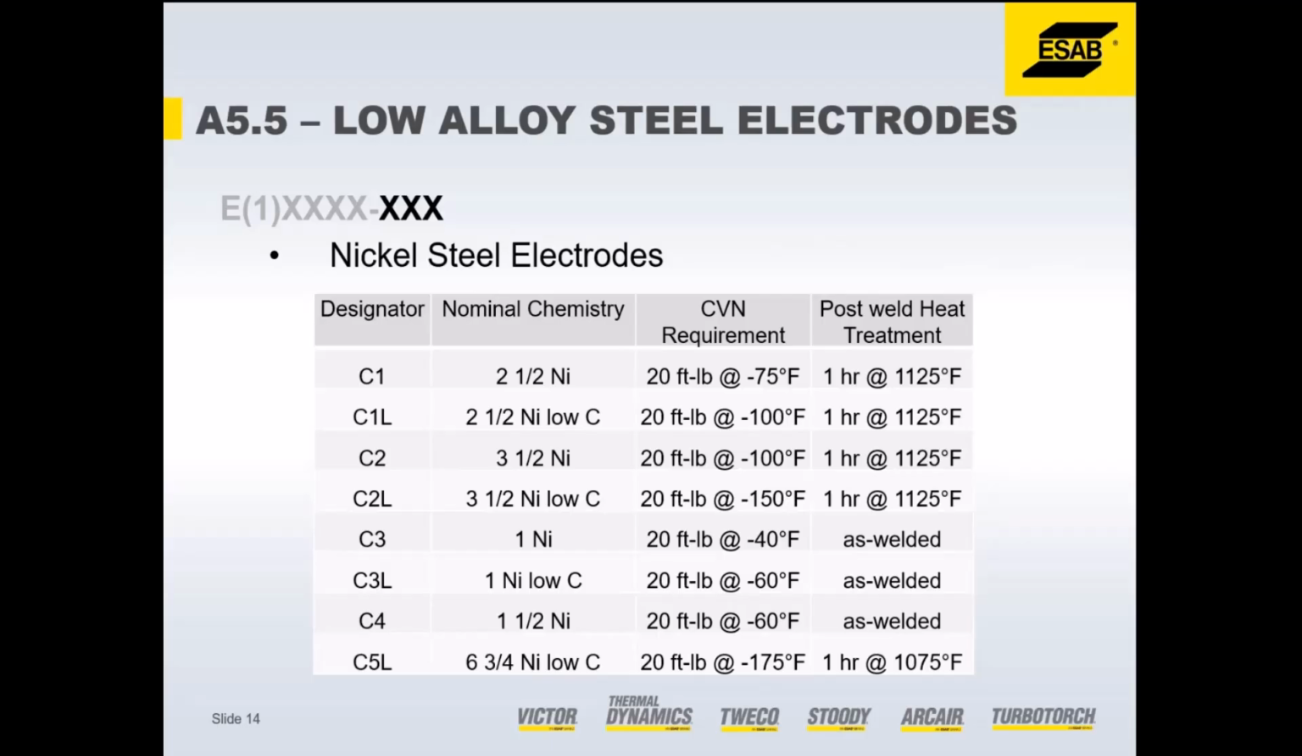Here are some additional ones for the nickel. You'll see much lower impact test temperatures. Nickel improves the impact properties of these materials, so they're typically used at lower temperatures and thus are tested at lower temperatures.